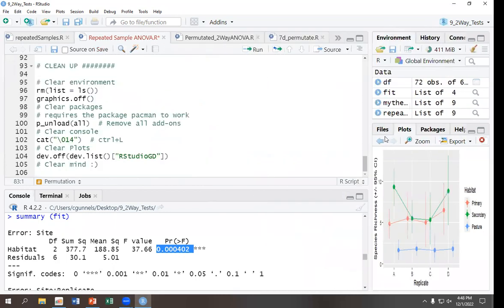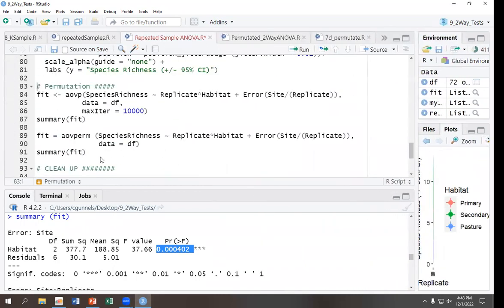Example is right there. Please do me a favor. Here it is with aovperm. Here it is with lmperm. This time we're going to define our max number of iterations as 10,000 using maxIter with a capital I. In this case, we're not defining it. Run them both, see how they compare.